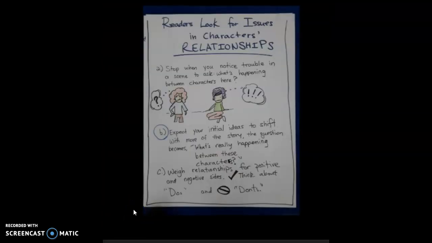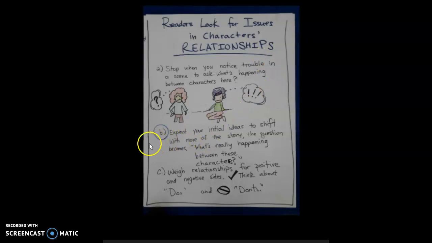When looking at the characters' interactions or their relationships, we want to stop when we notice trouble in a scene and ask, what's happening between the characters here? Because if there's a conflict going on, more than likely there's going to be some sort of change in their interaction. So we want to make sure we make a mental note of how those characters are changing throughout the story.